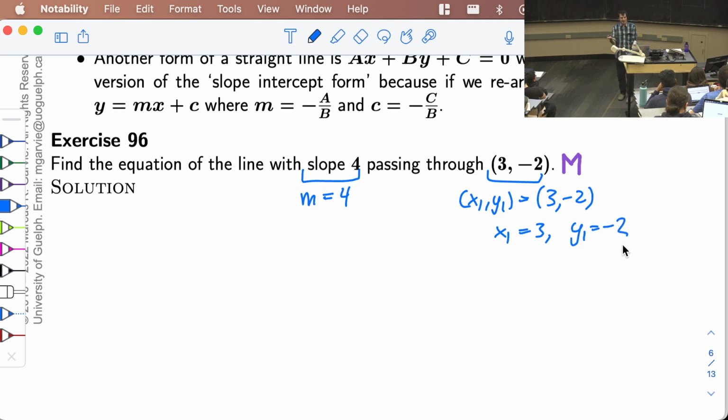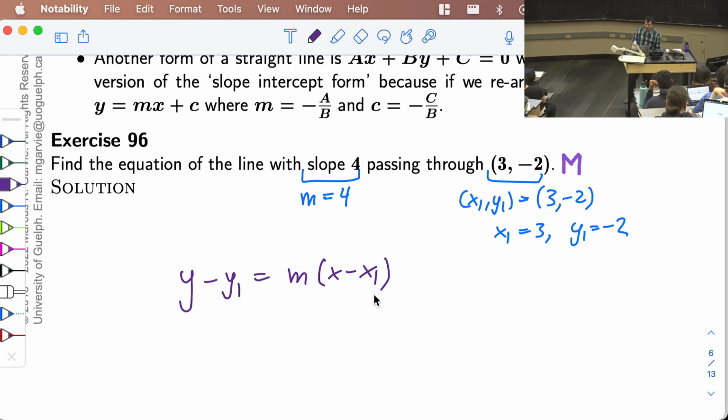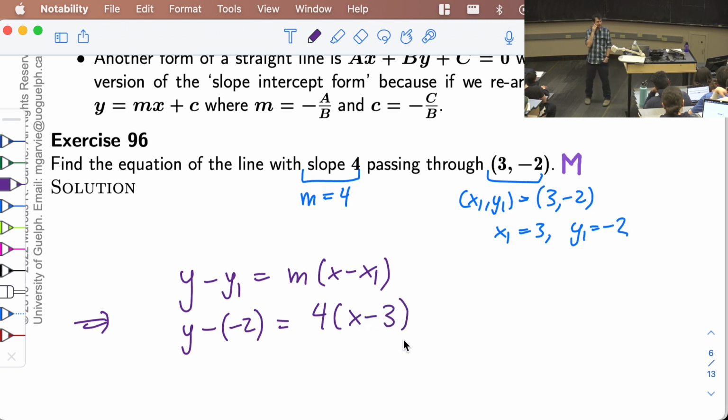OK? Now we take the formula we had. The formula says y minus y1 equals m times x minus x1. In our particular case, this is y minus, what is y1? y1 is minus 2. And m is 4. And x1 is 3. x minus 3. So this is a perfectly valid kind of equation. The y's are mixed up with a 2 on the left-hand side, and the x's are on the right.